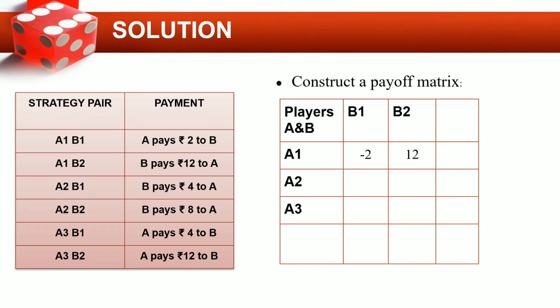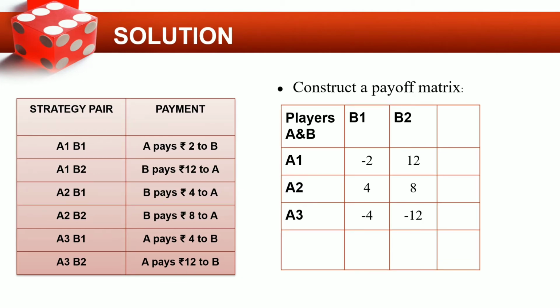Now move to the next row in the table. We can see that A selects A1 and B selects B2, where B pays ₹12 to A. In this, A is gaining, so we can write 12 as a positive value. Similarly, now let's fill out all the values in the payoff matrix. We have written all the values here.